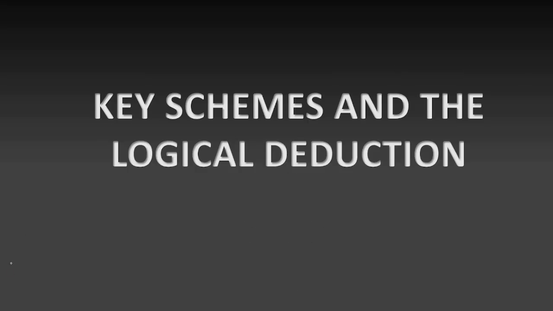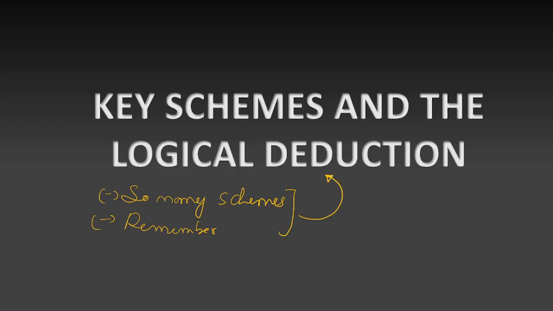So, key schemes and logical deduction. The most important reason why we are going for logical deduction is that there are so many schemes. Even if you have the synopsis of an institute, it will be very hard for you to remember all these things or many details. So many very small details are given in the synopsis that it is very hard for you to remember everything. This is the primary reason why we are going in for logical deduction.